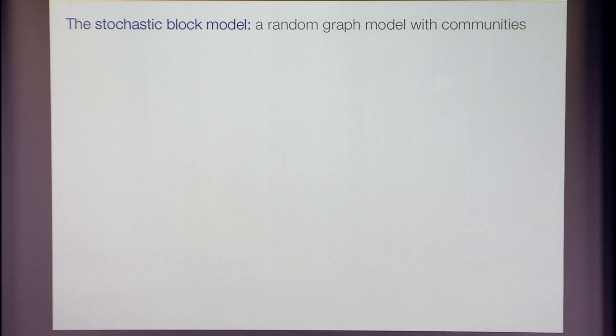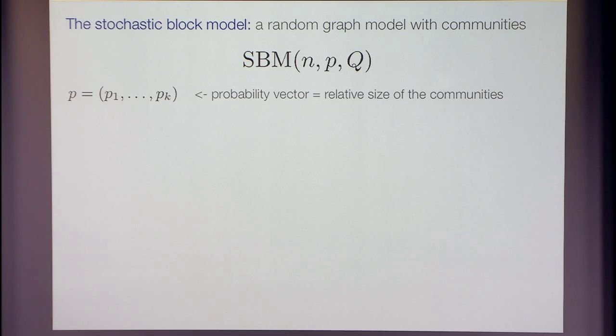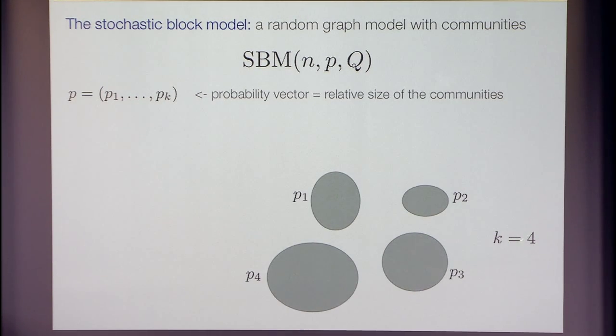So the stochastic block model is a network model, a random graph model with a cluster structure. And this is the model. I use this notation, SBM, with 3 parameters, N, P, and Q. N is the number of vertices in the graph. P is a probability vector. The dimension of the vector, K, is the number of communities that you have in your model. And Pi is the relative size of community i. So this is, for example, 4 communities of different sizes. There's roughly n times P1 nodes in community 1, n times P2 nodes in community 2, etc.